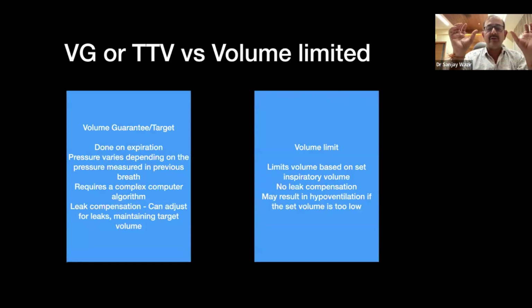So, the difference between volume limited and volume guarantee. You need to understand this because I just explained how they work differently. Volume guarantee works on the expired volume. The pressure varies depending on the measurement from the previous breath. It can also compensate to some extent for the leak, maintaining the target volume. Volume limit, on the other hand, is based on the volume being supplied into the inspiratory circuit, and there is no leak compensation. So it may result in hypoventilation if the set volume is too low.